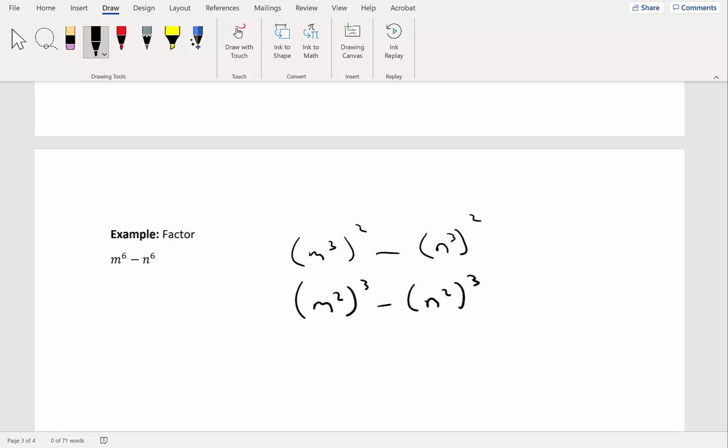Now, whenever you have the option, whenever you're able to rewrite it as a difference of 2 squares or a difference of 2 cubes, always go with the difference of 2 squares first. It will make your problem a lot easier to factor out completely after you use that formula. So let's go ahead and rewrite this as a difference of 2 squares, and then we'll go from there.